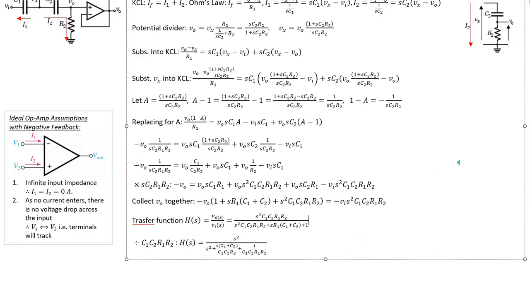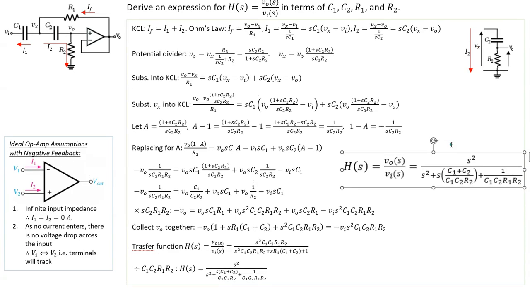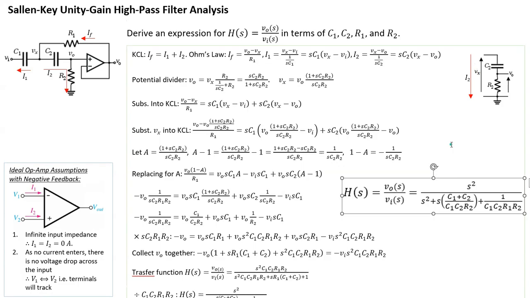Let me bring back what I showed you earlier. So s squared, s (C1 plus C2) over C1, C2, R2, 1 over C1, C2, R1, R2, and then s squared at the top. I hope you guys understand how this was done. I'm not using anything fancy. It's basically just basic electronic laws, Ohm's law, KCL, KVL, in order to derive this expression.